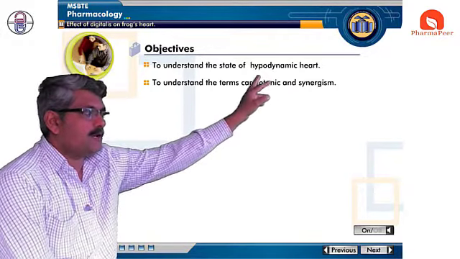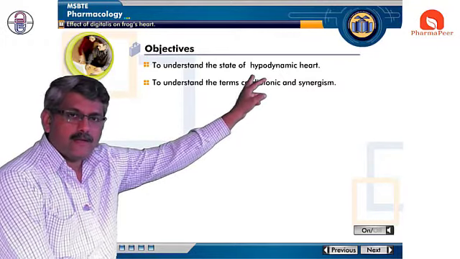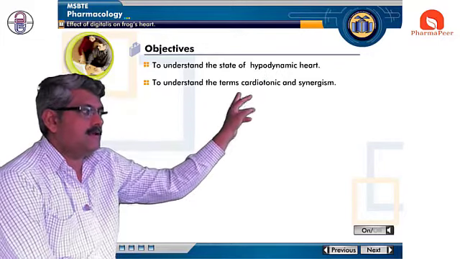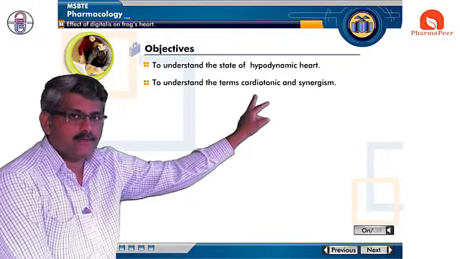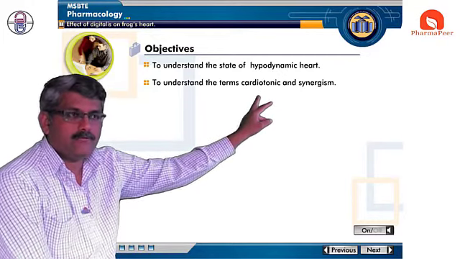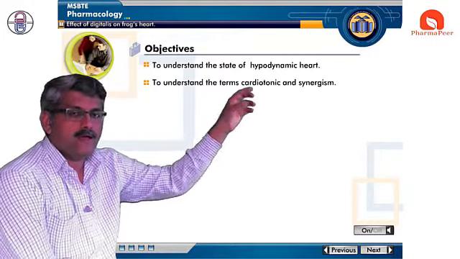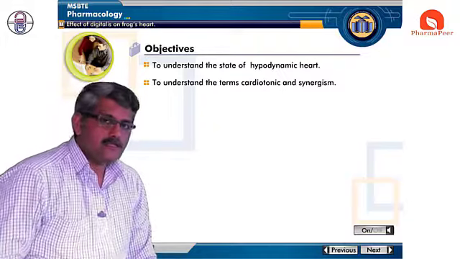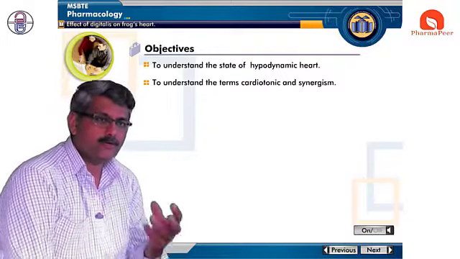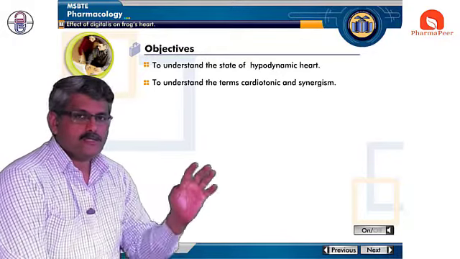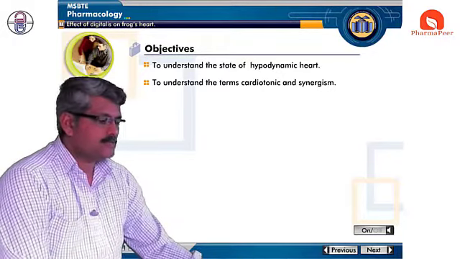So how is this hypodynamic state of the heart created? Why does it get created? And once this state is created, then the role of the cardiac tonic comes in. When we use cardiac tonics, at that time we need to use some other drug also. When you use a combination of such other drugs and cardiac tonics, we get an effect that we call synergism: additional effect with lower dose, lower quantity. So this is the main objective of today's experiment.